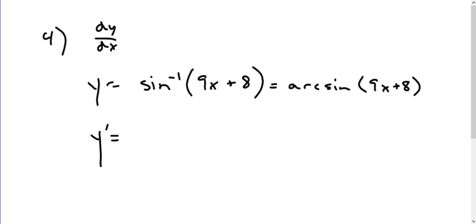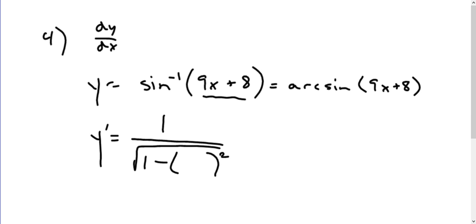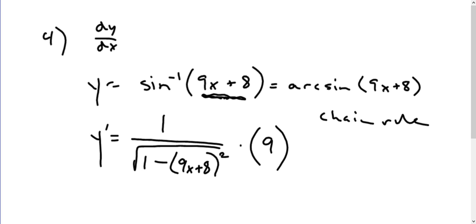We have y prime. We're going to take the derivative of arc sine. Arc sine is going to be 1 over the square root of 1 minus our inside quantity squared. Now our inside here is going to be 9x plus 8. We're then going to take the derivative times the derivative of the inside. Remember the chain rule. The chain rule states we now have to take the derivative of our inside function. So right here, the derivative of that is equal to 9.